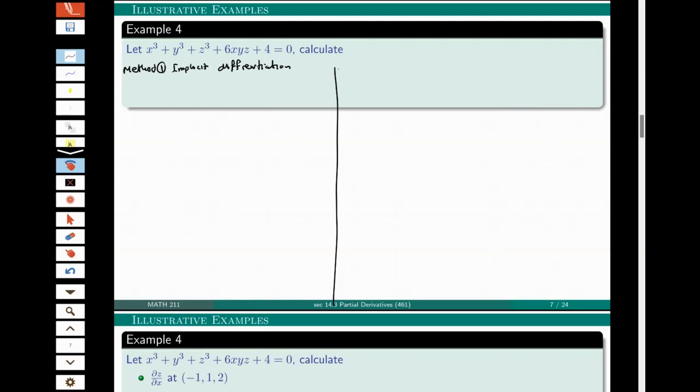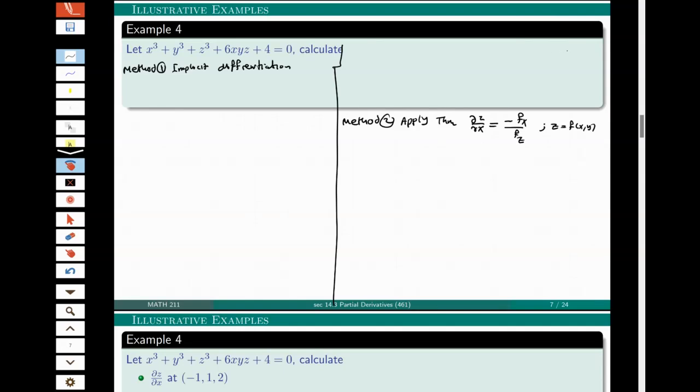Okay. The second method, method 2, let me write it here, method 2: apply the theorem which says partial z with respect to x will be minus f sub x by f sub z, where z is a function of x and y. That's an important theorem, which is a shortcut.